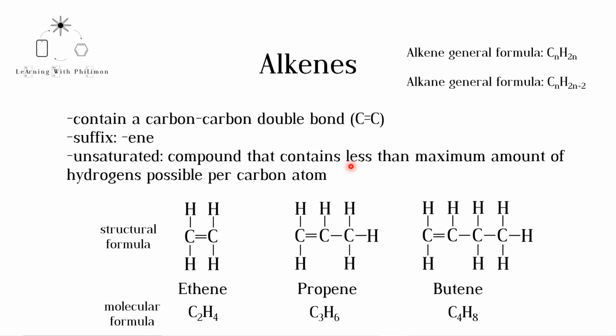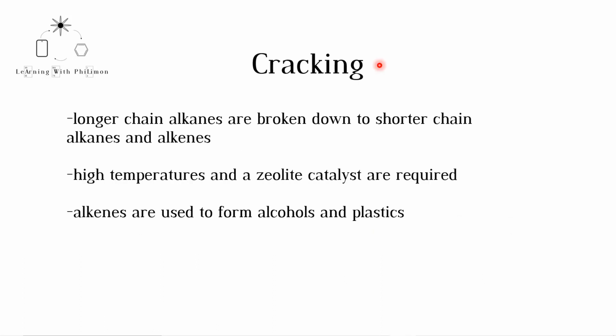Now let's take a look at how alkenes are formed. In the fuels video, we saw that crude oil is a mixture of alkanes. These alkanes can be separated using a process called fractional distillation. Longer chain alkanes that are not useful can be broken down into shorter chain alkanes and alkenes. This process is called cracking.